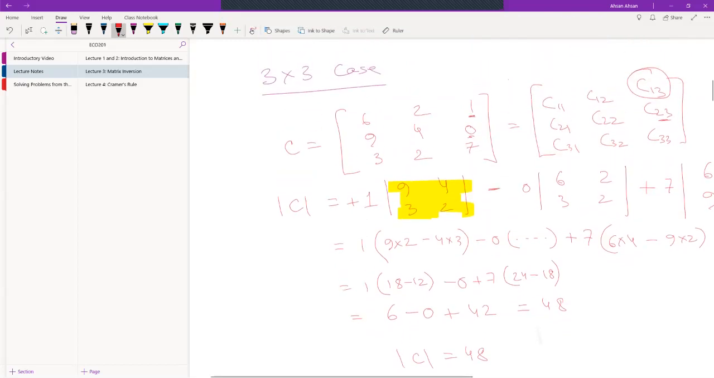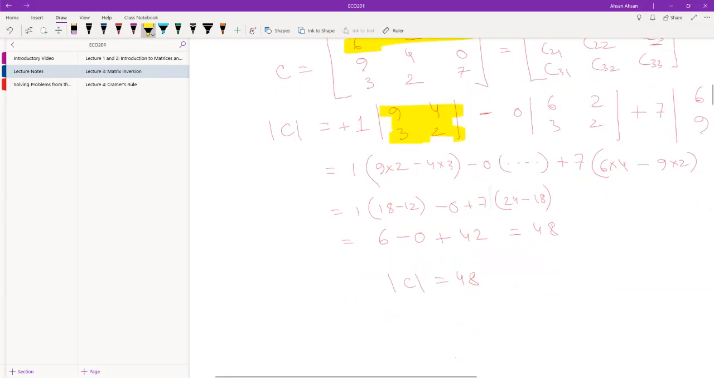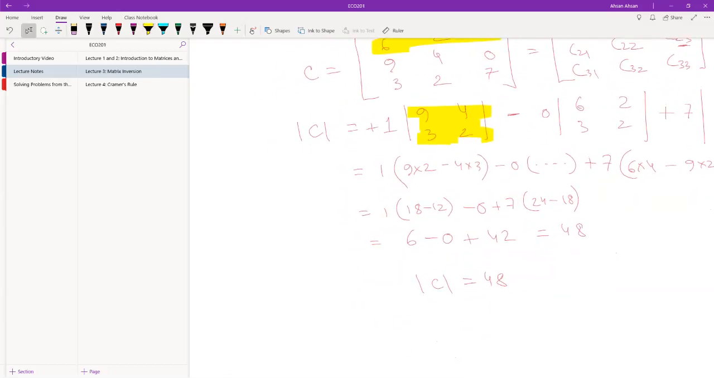But suppose you didn't want to pick the third column. Let's try another one. Let's try with a row this time instead of a column. Suppose you picked the first row. Okay. So if you had picked the first row, let's try and calculate.